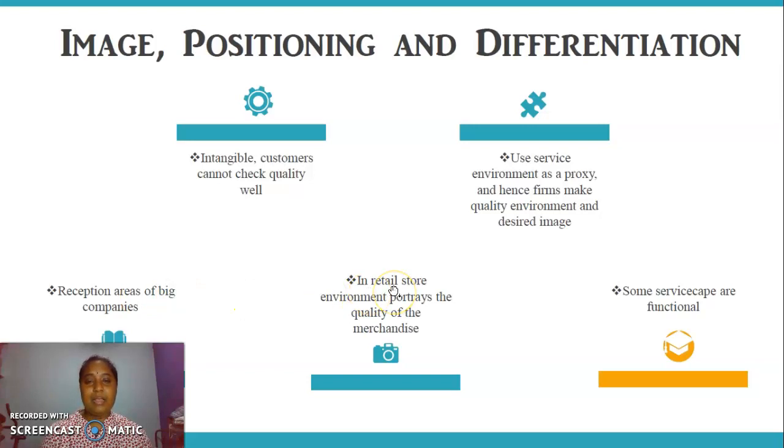In retail, the store environment portrays the quality of the merchandise. Some servicescapes are functional, conveying an image of low price service: inexpensive neighborhoods, simple design, inexpensive practical uniforms for employees. Second, to convey a prestige image: elegant decorations and furniture, an impressive collection of paintings. Each servicescape clearly communicates and reinforces its respective positioning and sets service expectation as a guest arrives.